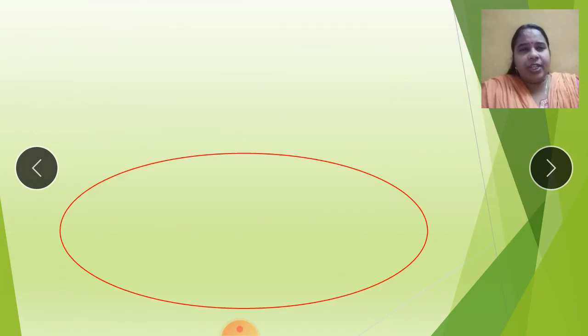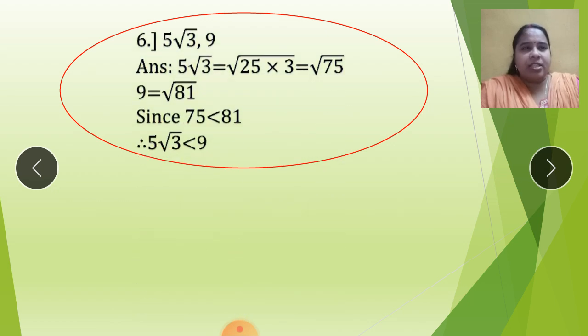The next question is question number 6 from the same practice set. Now I have selected this C. 5 root 3 and 9. 5 root 3 is a surd, okay, but 9 is a whole number. Now I cannot compare a surd with a whole number or a natural number. 9 is not a surd as such. So I cannot compare like this. So what should be done?